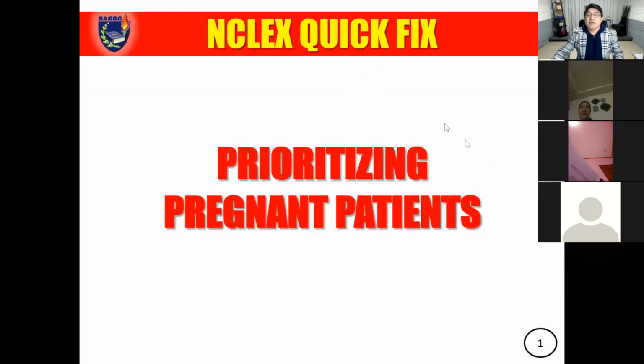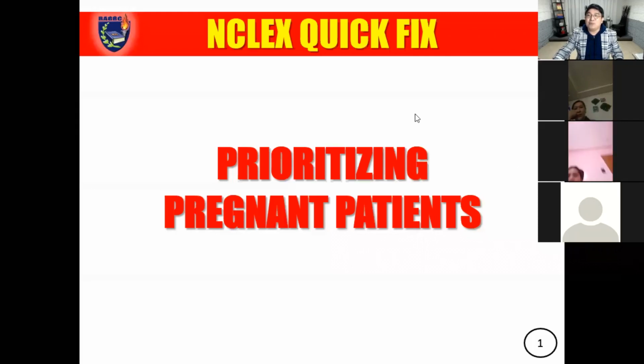Now take note. Why are we having difficulty when it comes to prioritizing pregnant patients? Because our mindset is, when we study establishing priorities as a concept, we focus on medical and surgical conditions, so we oftentimes forget that we also need to prioritize pregnant patients. And how do we do that?